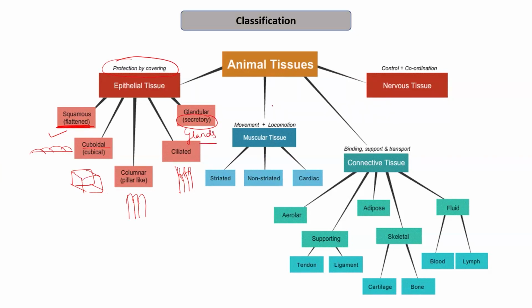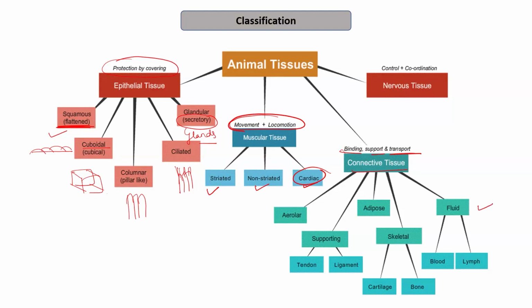Right? Next are the muscle tissues. As I mentioned, they help in movement and locomotion. So they can be of three types: striated, non-striated, and cardiac muscle tissues, which are present in the heart muscles. Next, we have connective tissues that have the function of binding, support, and transport. So there are various kinds of connective tissues.